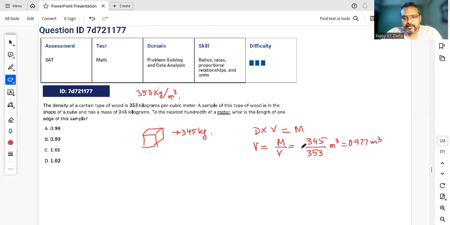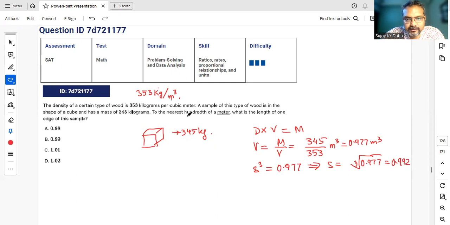But then it's a cube, so the volume is basically side cube. The side cube is 0.977. So that means the side would be the cube root of 0.977, which is approximately 0.992.